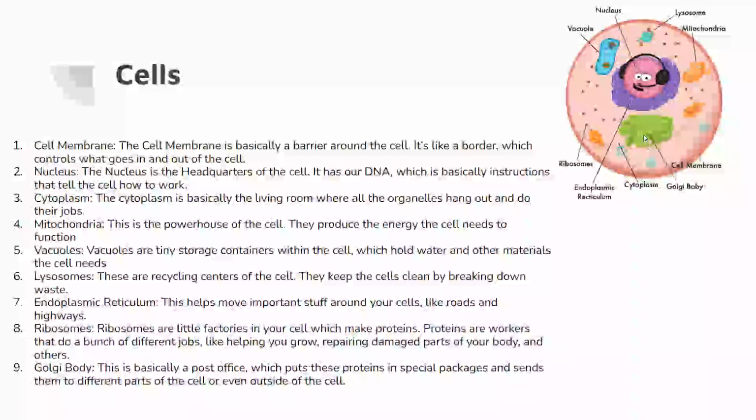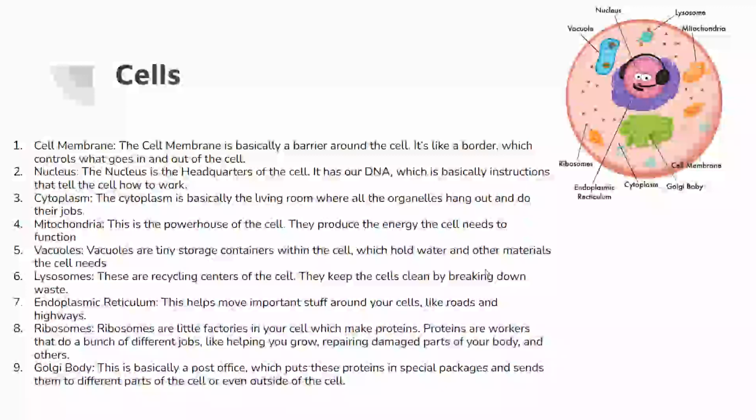And now we have the Golgi body right here, this weird green little structure. That's basically a post office, and it puts the proteins that the ribosomes produce in little, special packages. Sometimes it modifies proteins or just sends them away to different parts of the cell or even outside of the cell.